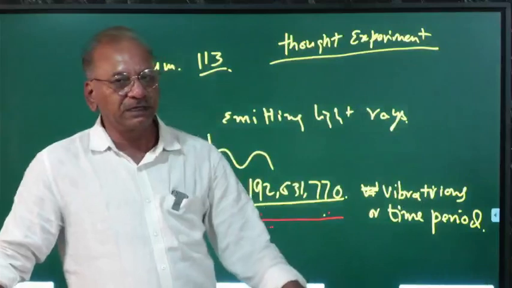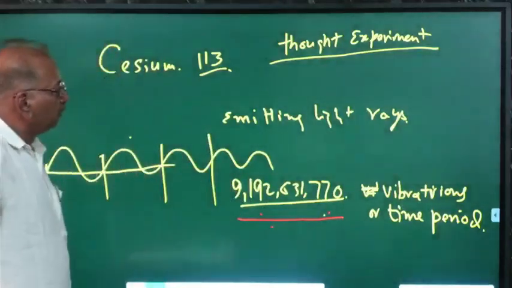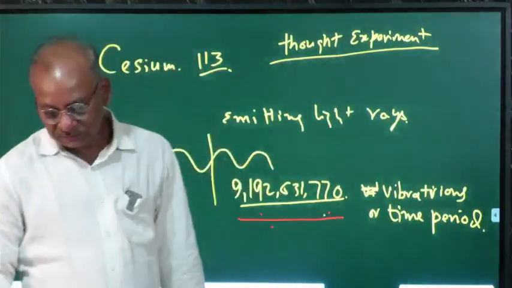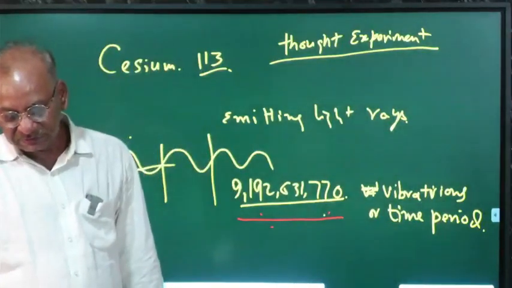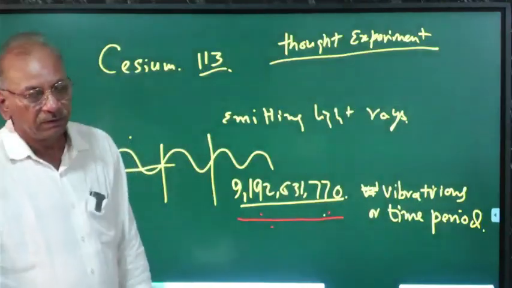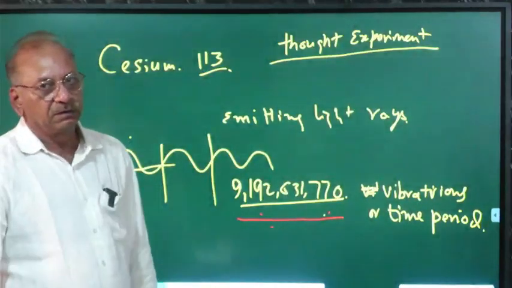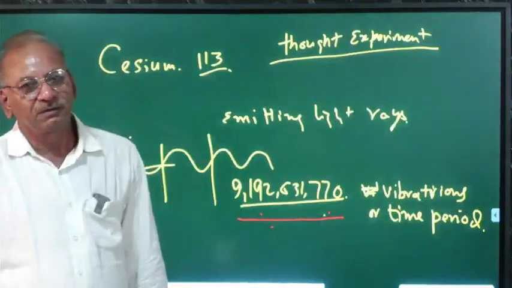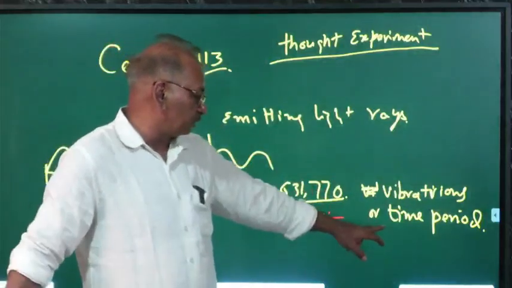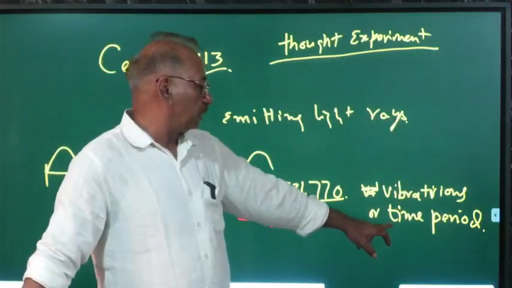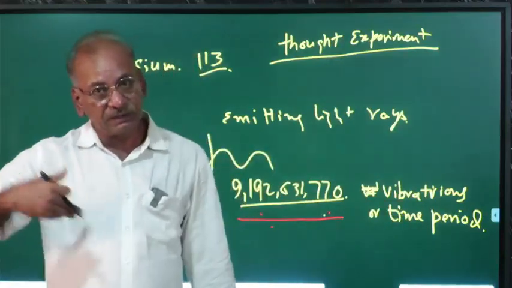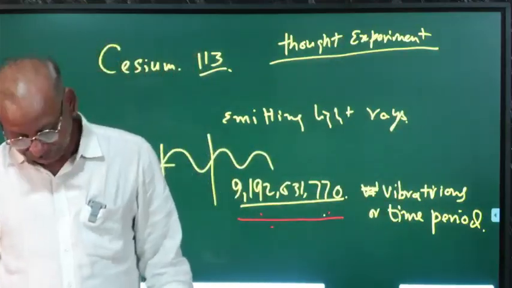And in 1 second, light rays will travel this distance, 1/299,792,458 of a second gives the meter, right? So there is no need to get confused with the time period and distance traveled. Time period is different and distance traveled is different, right?